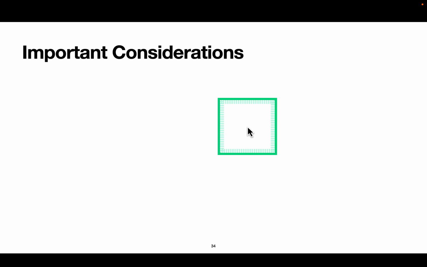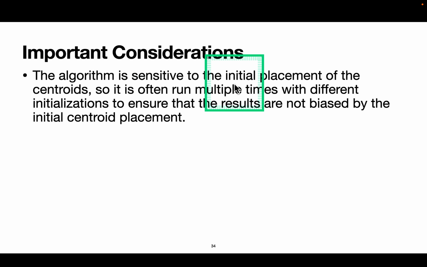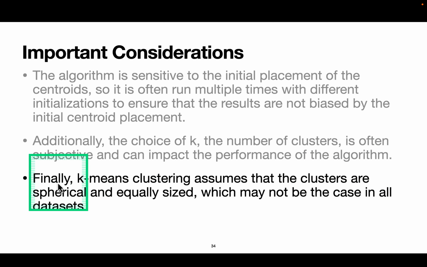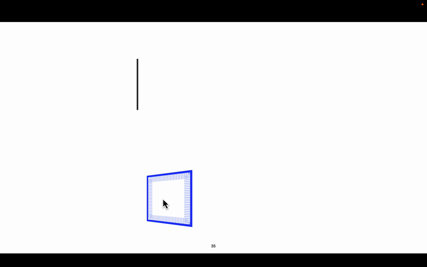And some important considerations. The algorithm is sensitive to the initial placement of the centroids, so it is often run multiple times with different initializations to ensure that the results are not biased by the initial centroid placement. Additionally, the choice of k, the number of clusters, is often subjective and can impact the performance of the algorithm. Finally, k-means clustering assumes that the clusters are spherical and equally sized, which may not be the case in all datasets.